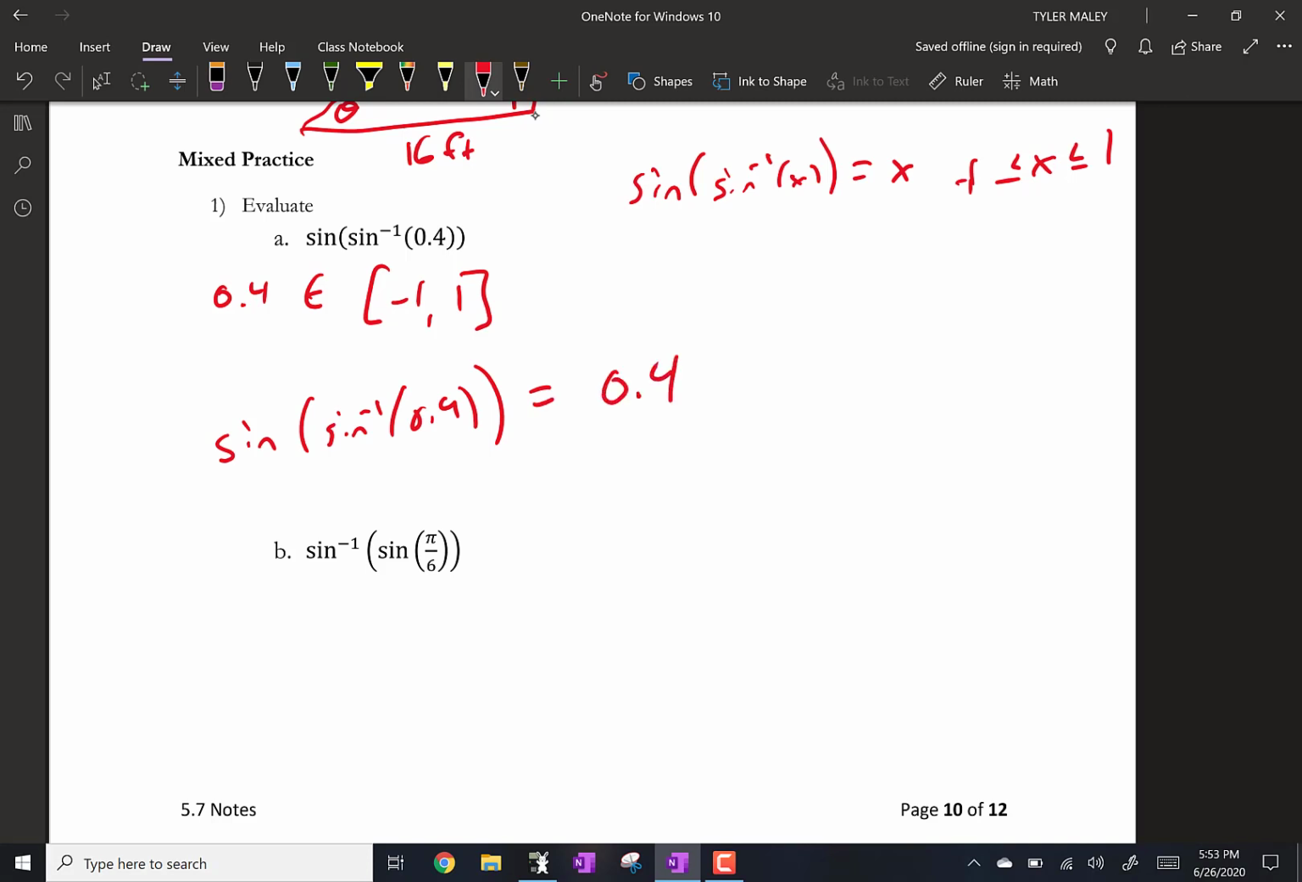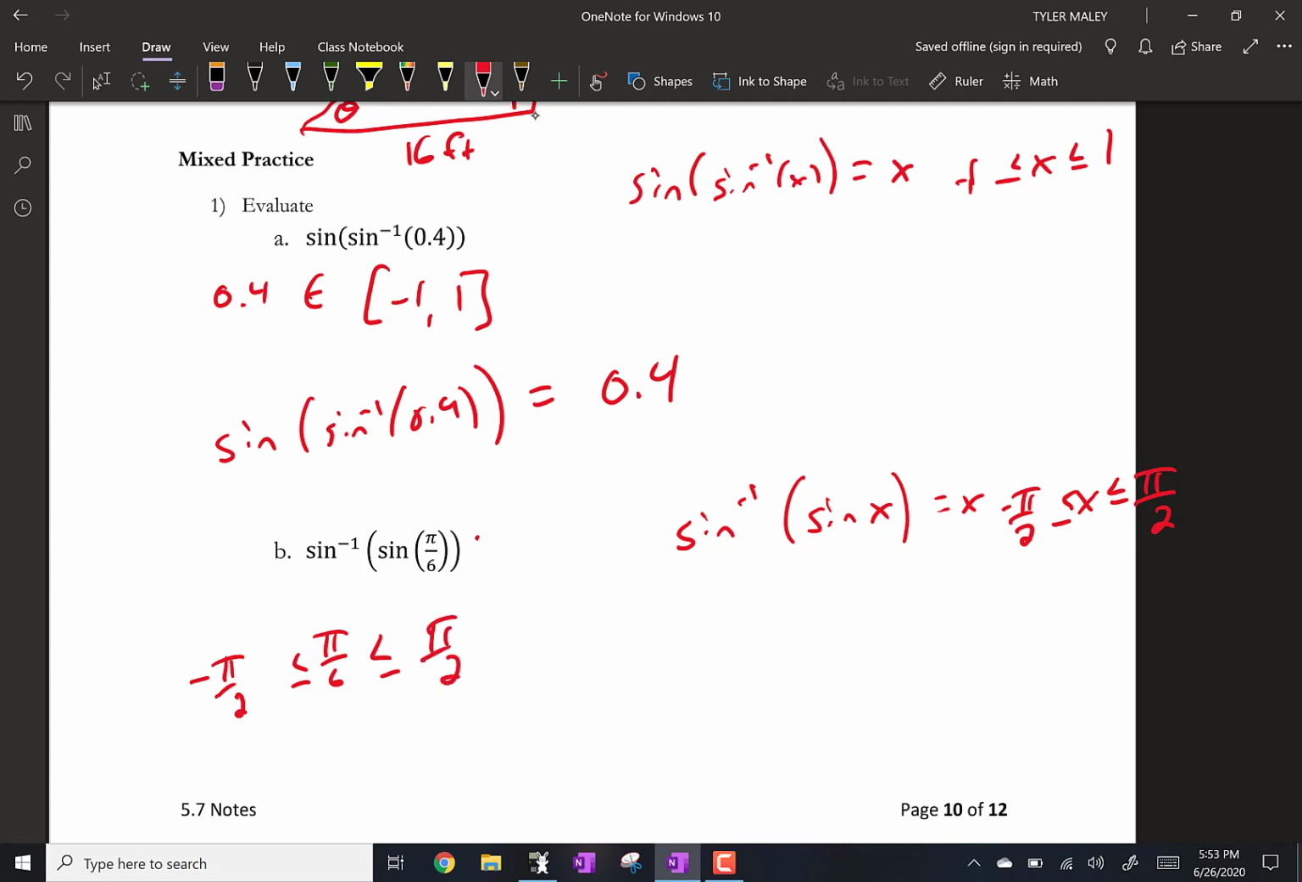Then the next one, part B, we kind of have the flip of that. Remember, inverse sine of sine x equals x when x is in between -pi/2 and pi/2. Pi/6 is in between -pi/2 and pi/2, so this is just equal to pi/6. These are pretty straightforward, they're both inside of there.